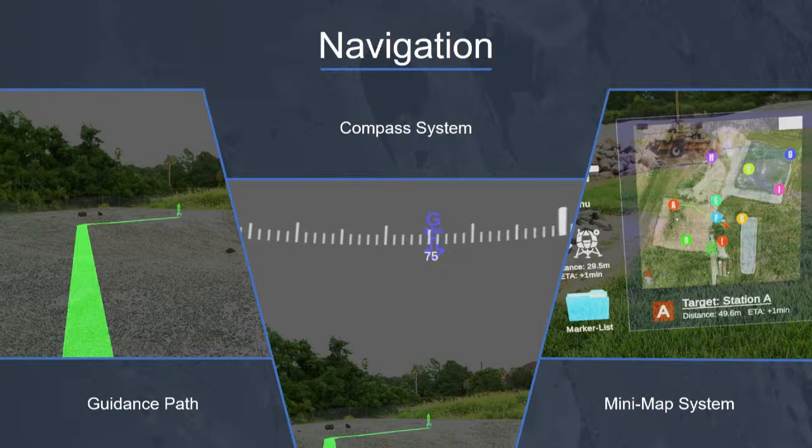And lastly, we have an actual navigation screen in our app system where we provide both local and global mini-map systems, which include all of our waypoint markers, as well as distances to the markers and estimated ETA.